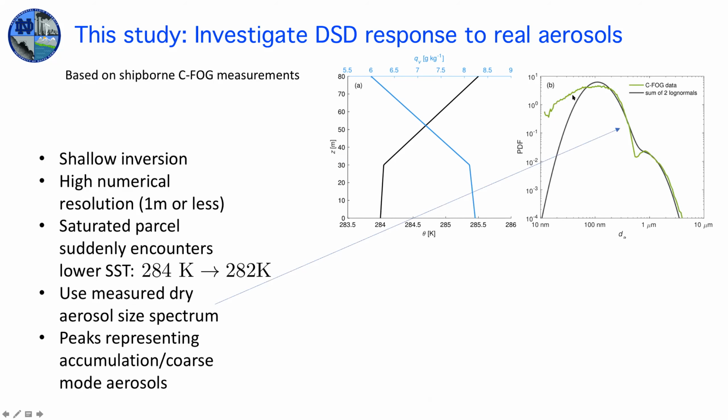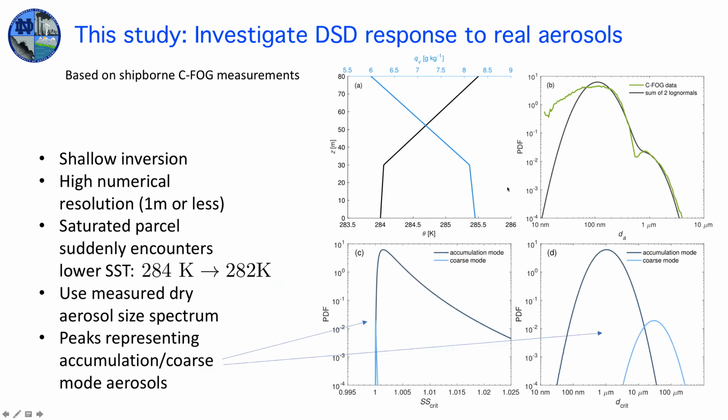At the same time, the aerosols are initialized using a measured dry aerosol spectrum from the ship. The CFOG data here is in the green lines. This is the dry aerosol size PDF. We approximate this as the sum of two log normals, one associated with a coarse mode. These are marine-based, very hygroscopic salt-based aerosols. That's the peak over here. And then an accumulation mode, which has much lower hygroscopicity, associated with more continental origin.